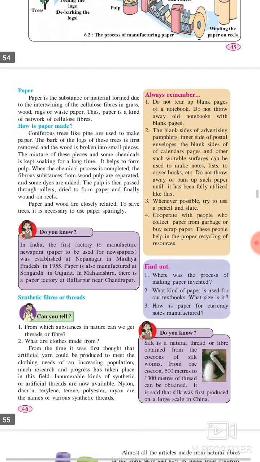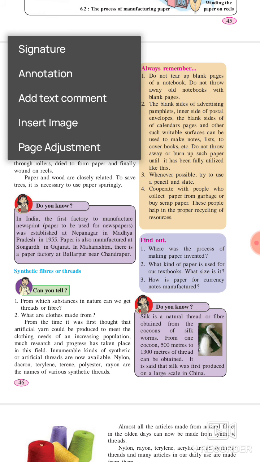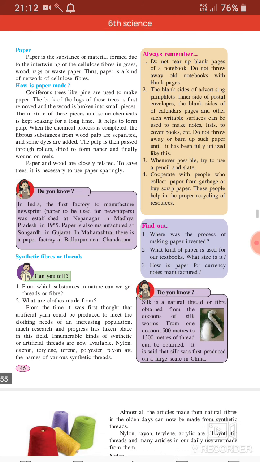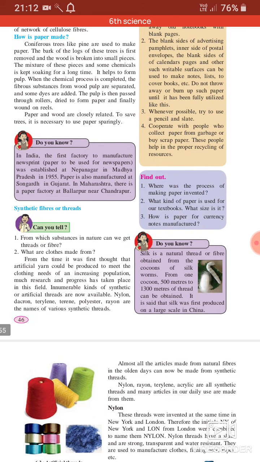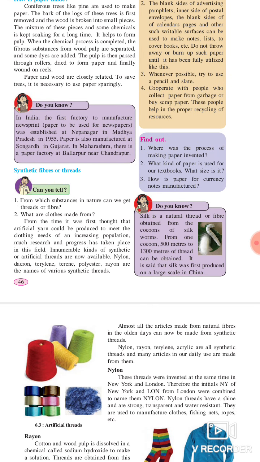Coniferous trees like pine are used to make the paper. The bark of the log of this tree is first removed and the wood is broken into small pieces. The mixture of these pieces and some chemical is kept soaking for a long time. It helps to form a pulp when the chemical process is completed. The fibrous substances from the wood pulp are separated and some dyes are added. The pulp is then passed through the roller, dried into paper, and finally wound on the reels.